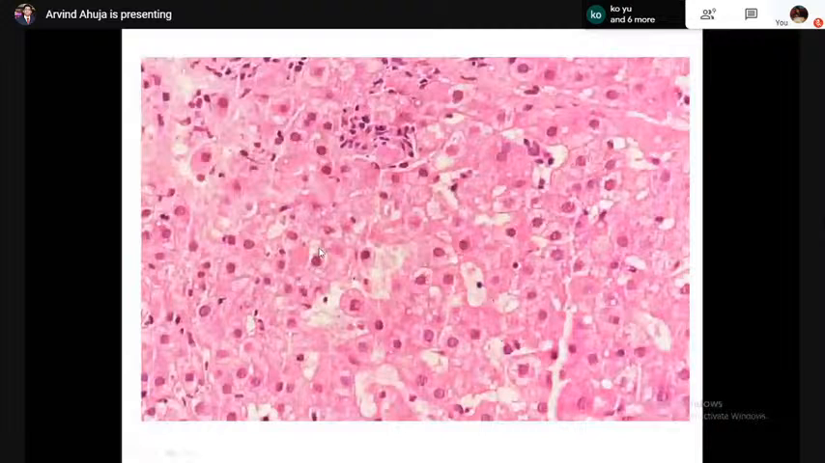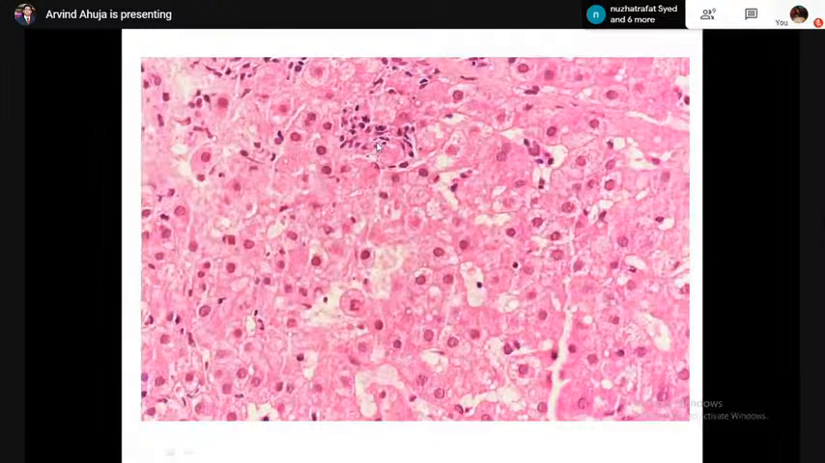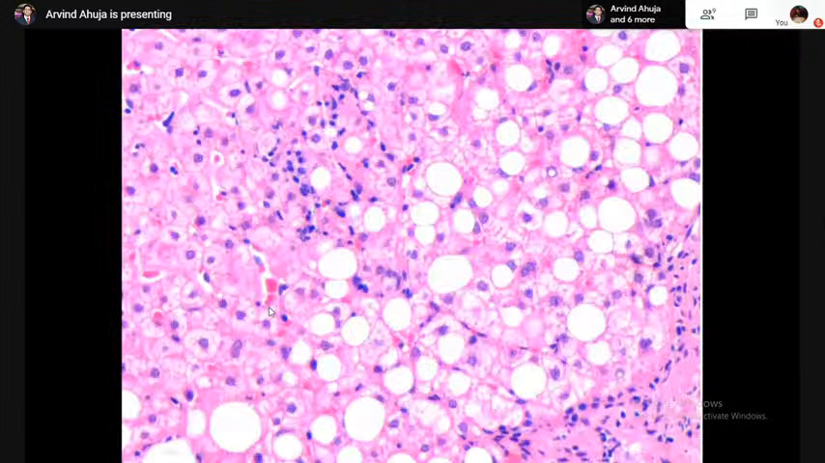This is another focus showing spotty necrosis. Here one of the hepatocytes has degenerated with lymphomononuclear cells, and some hepatocytes are showing mitosis, which indicates some degenerative activity side by side. Similar high power view showing lobular inflammation, spotty necrosis, and these are the macrovesicular steatosis with ballooning of the hepatocytes.